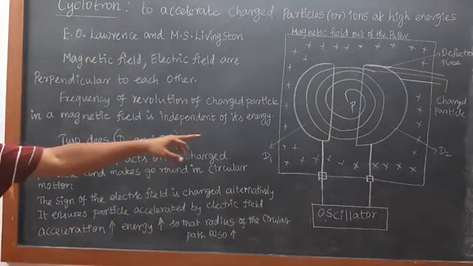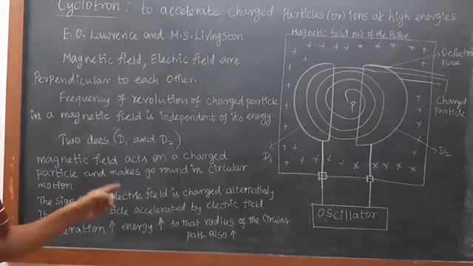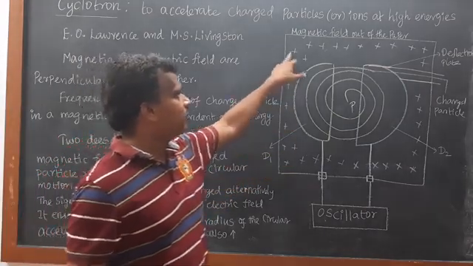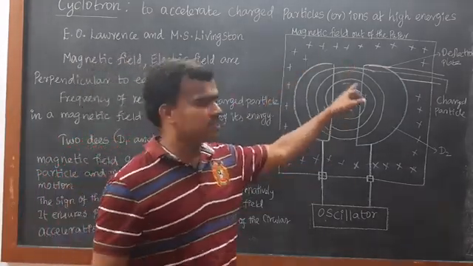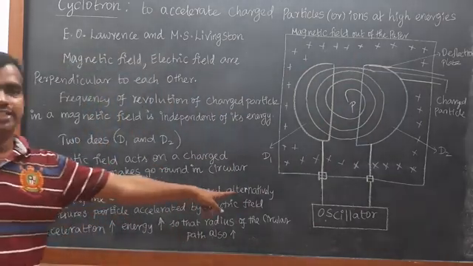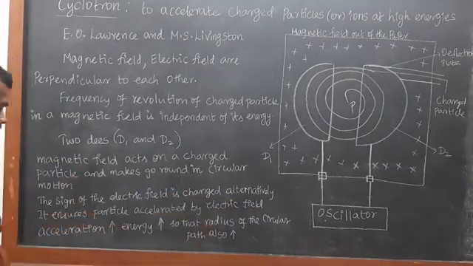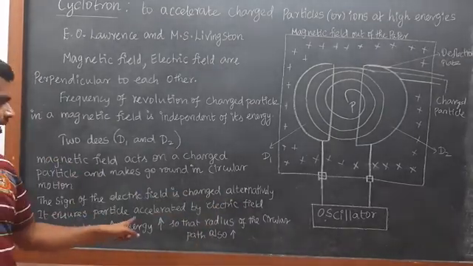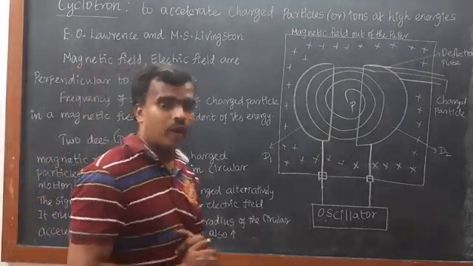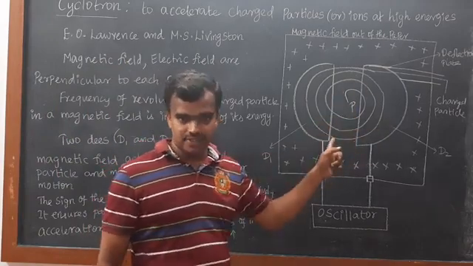We have two Ds, I said, right? And the magnetic field acts on the charged particles and makes them go around in a circular course. Only this magnetic field makes these charged particles move in a circular motion. And the sign of the electric field is changed alternately, as I said earlier, right? It ensures the particle is accelerated by the electric field. Due to the electric field only, the particles are accelerated inside the Ds, right?